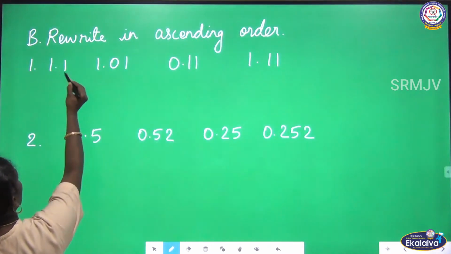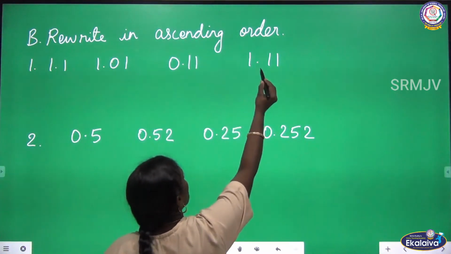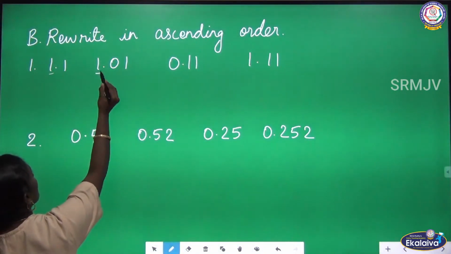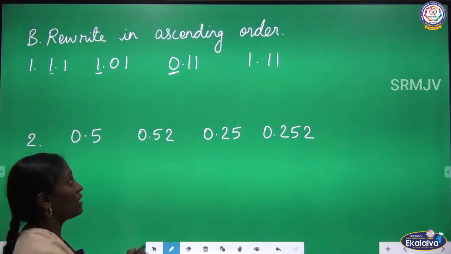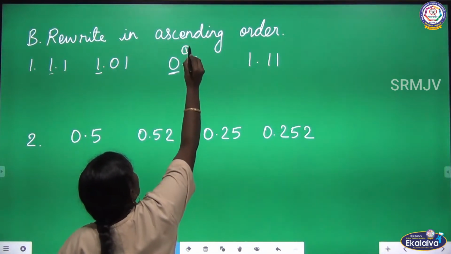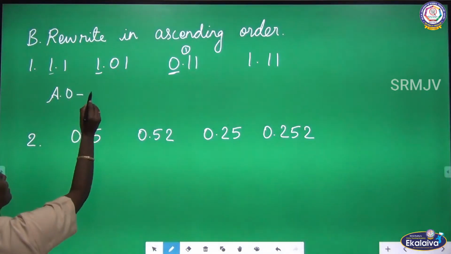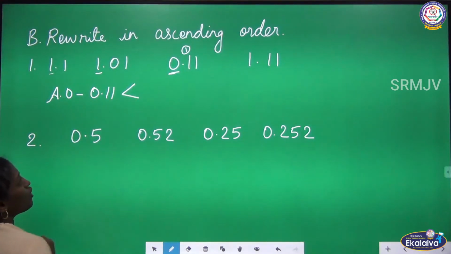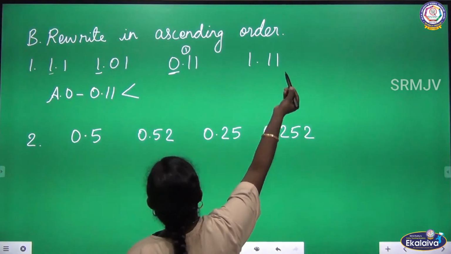The numbers are 1.1, 1.01, 0.11, 1.11. So the whole number part, here 1, here also 1, here 0. So 0 is the smaller. So this is the first smaller number. Okay. So in ascending order, 0.11 is the smaller. Then the last one is 1.11.